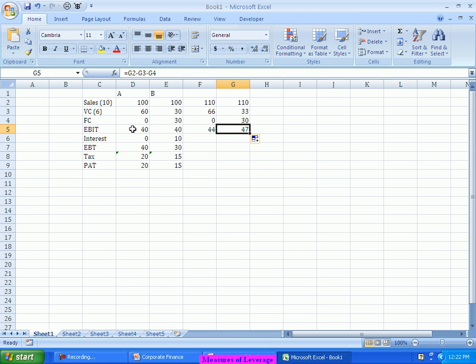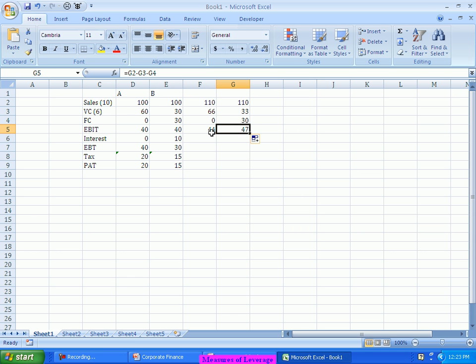Now look at what is the increase in the EBIT here. From 40 to 44, there is an increase of 10%. Whereas what happened to this company, from 40 it has increased to 47, which means almost 17-18% was the increase. So the profitability of the company has gone up when it has used fixed costs. With the production of one additional unit and with the sales of one additional unit, it is able to increase its profit.